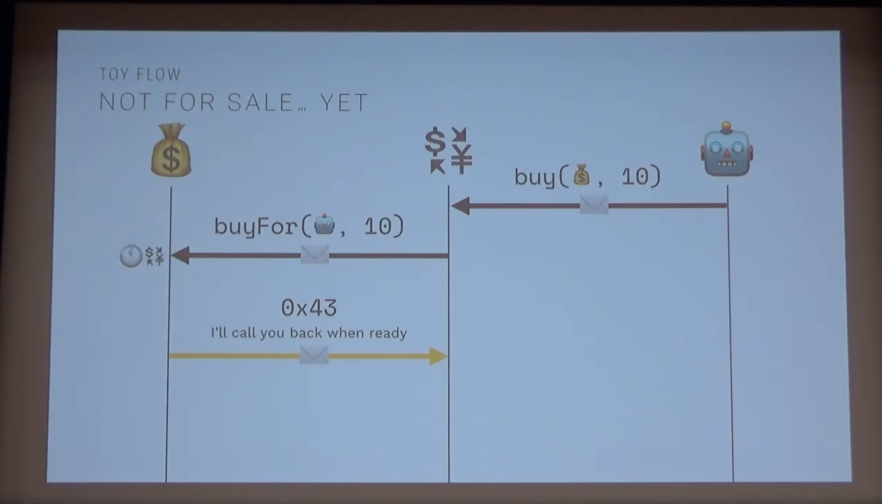So this is all on-chain, we're not waiting for events or anything like that, and pinging it, polling it with the server. We're just saying, I'll call you back when I'm ready. The proxy holds on to that and then propagates that back out to the user.